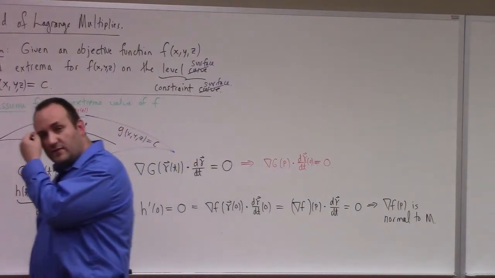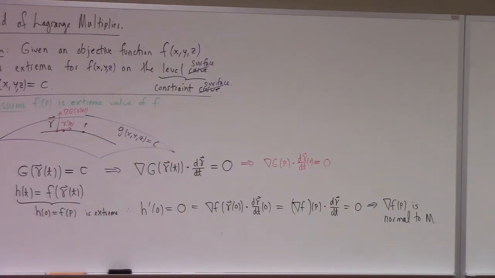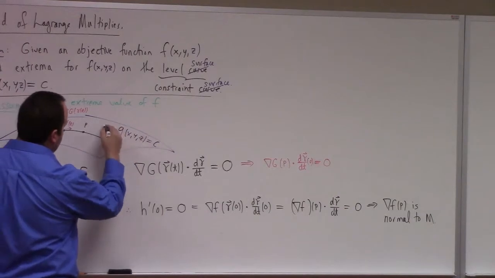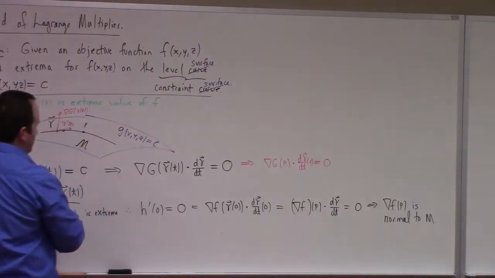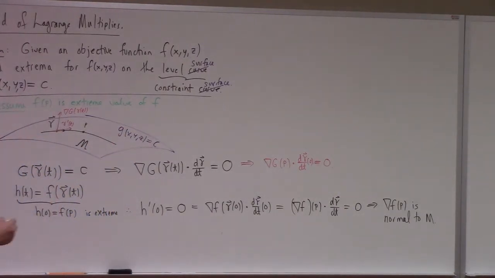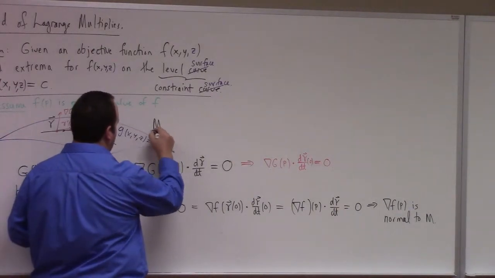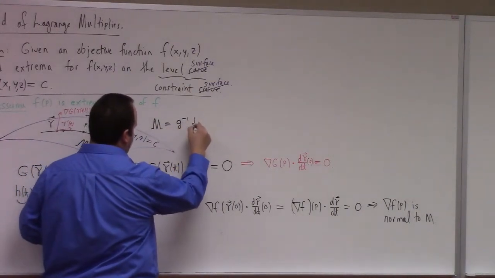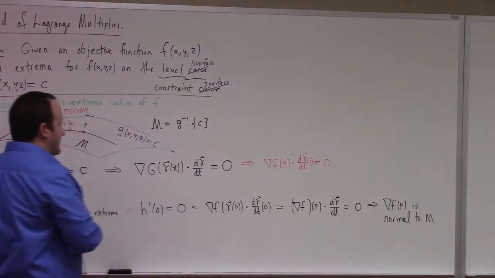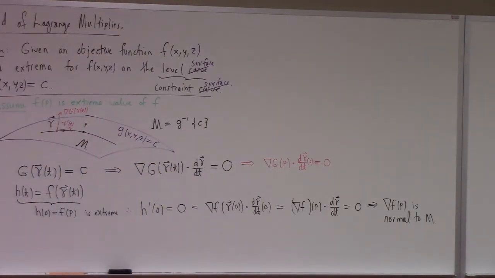Yeah? Do you have a question, Mike? Oh, okay. Sorry, I missed it. What is M? Oh, I'm sorry. This is M. I just wanted to give it a name. If you want me to be more precise, M is equal to the inverse image of the set containing C. It's the level surface of the constraint function.